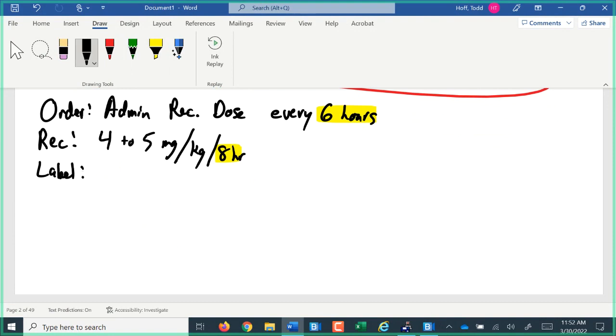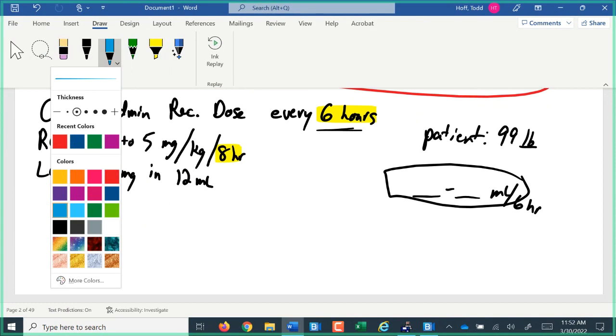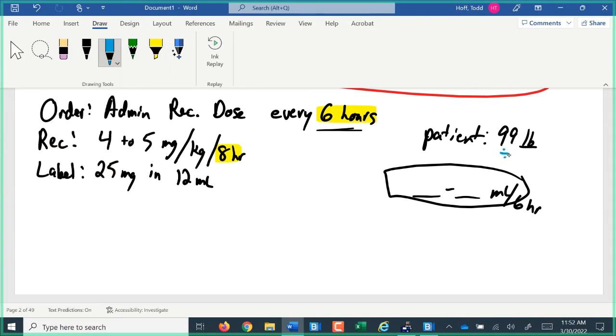Our label, 25 milligrams and 12 milliliters. And our patient, 99 pounds. And again, we are looking for that safe range in milliliters every 6 hours. So once again, we start off by converting our patient's weight in pounds to kilograms, divided by 2.2, which will give us 45 kilograms. So that's where we start our calculation, with 45 kilograms.